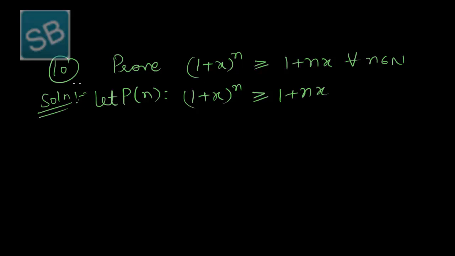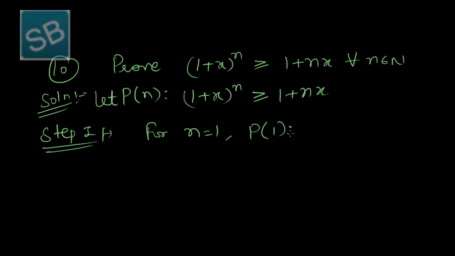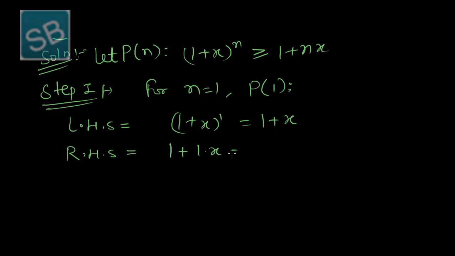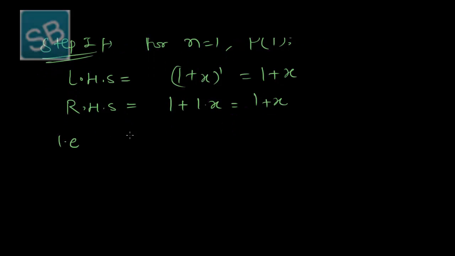So the first step is, that is step 1. For n is equal to 1, what about P(1)? Taking left hand side, it states (1 + x) raised to power 1, that is 1 + x. And now right hand side, 1 + 1 into x is equal to 1 + x. So these two terms are equal. That is, we can say that 1 + x is greater than or equal to 1 + x, because equality holds here. Therefore, P(1) is true.